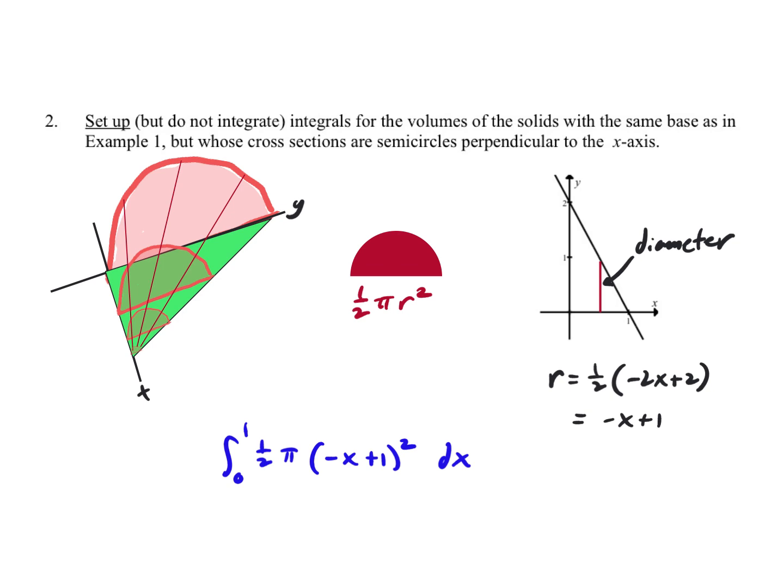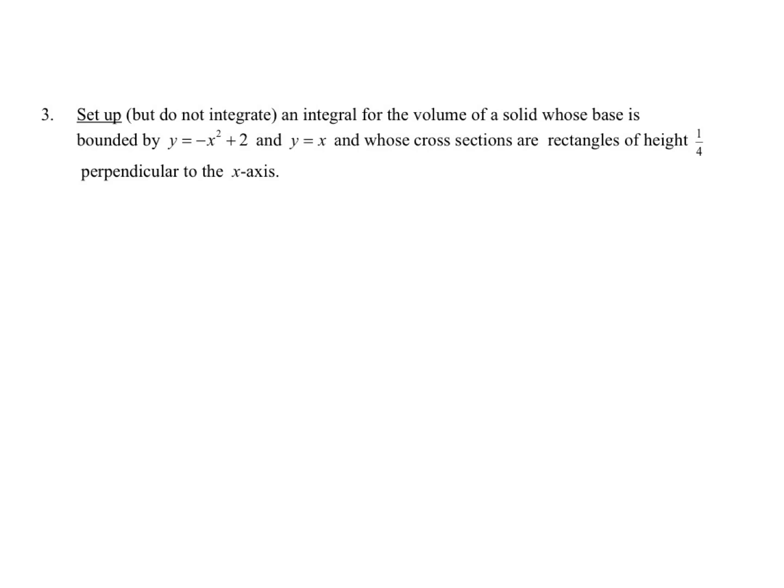Example number 2. So far, so good? All right, let's keep moving, because we got a lot to get to, because now it's going to get a little trickier. Again, set up but do not integrate. This is example 3. So these are all in your book. An integral for the volume of a solid whose base is bounded by. Translation, it's an irregular base. But the cross sections are rectangles. And the heights of these rectangles are 1/4 perpendicular to the x-axis. They're telling you the height is 1/4. What they aren't telling you is the base.